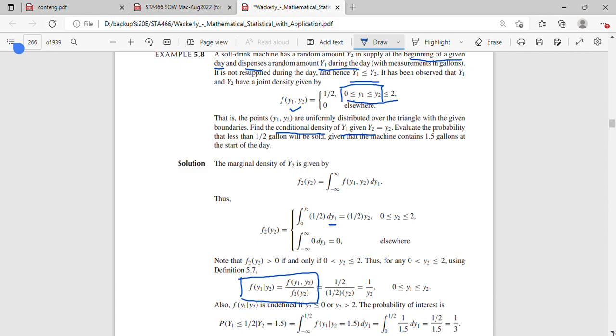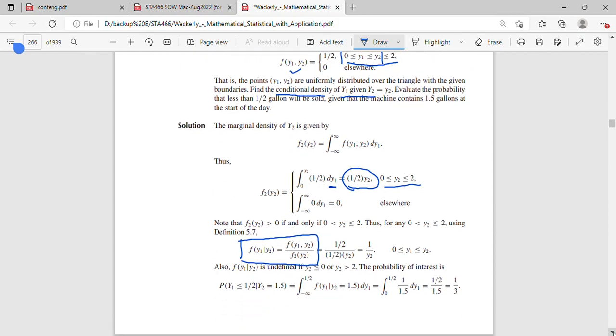So integrate macam biasa with respect to y1, then replace y1 with 0 and y2. So you akan dapat this marginal function of y2 dan punya interval from 0 to 2. Okay, so kita replace dekat sini. Kan, dia joint function bahagi dengan marginal untuk y2. So, akan dapatlah functionnya adalah 1 over y2. Intervalnya adalah interval untuk y1. Sebab ini kita dapatkan conditional of y1 given y2. So, marginalnya adalah marginal untuk y1, which is 0 to y2.